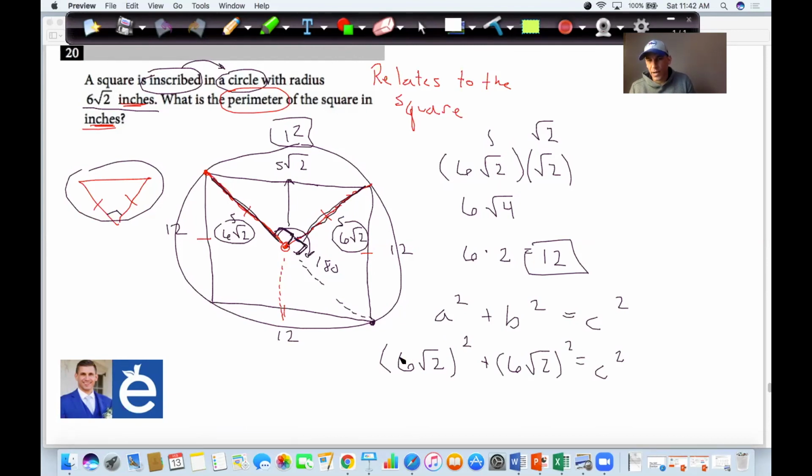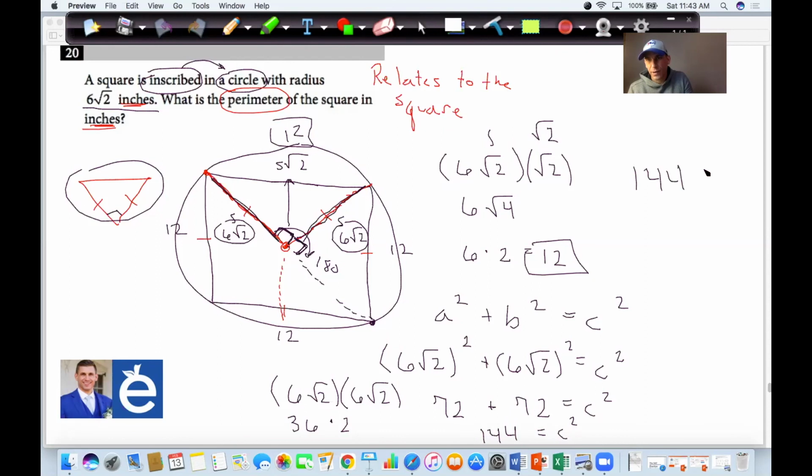Whenever I do the exponents here, 6 radical 2 squared, this is going to be 6 times 6, and then radical 2 times radical 2, if I set them up this way, just as you might recall. So this becomes 6 times 6, which is 36. Radical 2 times radical 2 becomes radical 4. As we already know, radical 4 breaks down to become 2. So then this is really 72, plus 72, which equals c squared. Well, 72 plus 72 is 144. Check that out: 144 equals c squared.